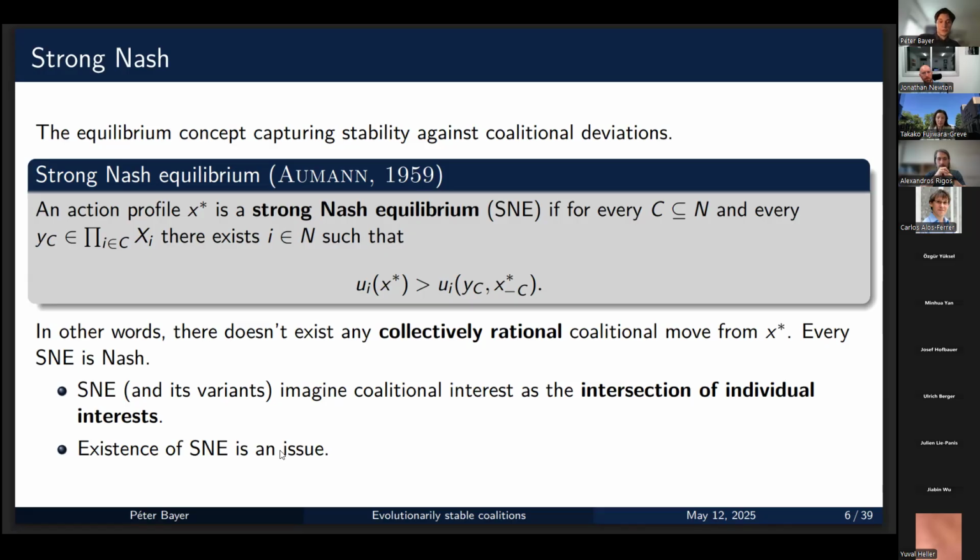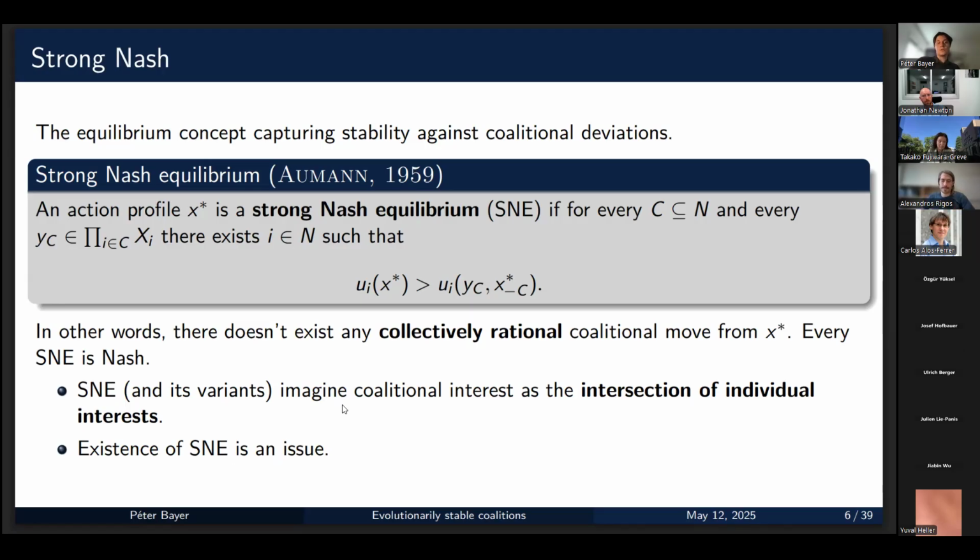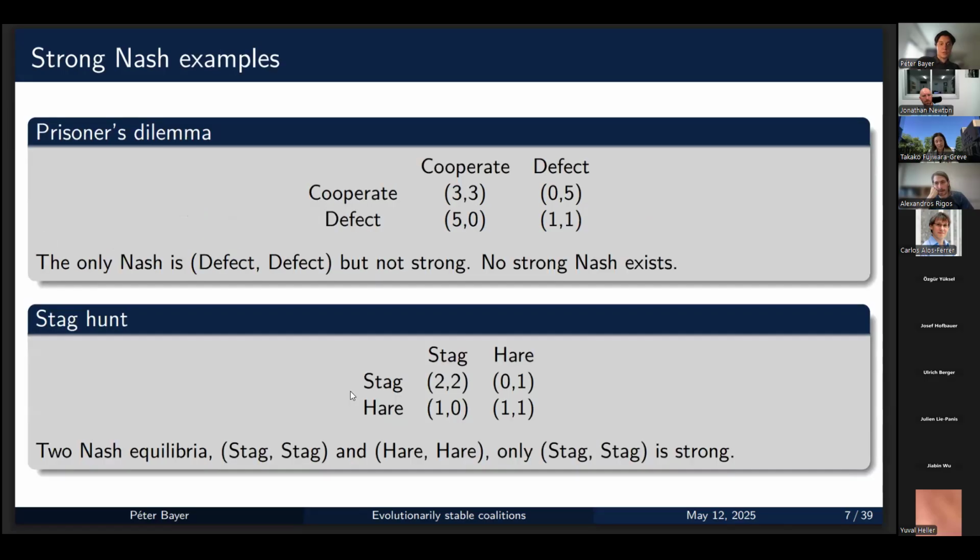Okay, existence is an issue. This is going to be a common factor whenever you're talking about coalitional deviations. You're going to meet this hurdle that it just might not exist. Okay, in particular, strong Nash may not exist. Here's an example. I have the classic prisoner's dilemma. Cooperate, defect, with these payoffs. The only Nash equilibrium is the defect one, but it's not strong because the players can together decide to deviate to cooperate. So the only Nash is not stable for coalitional deviations, so there is no strong Nash in this game.